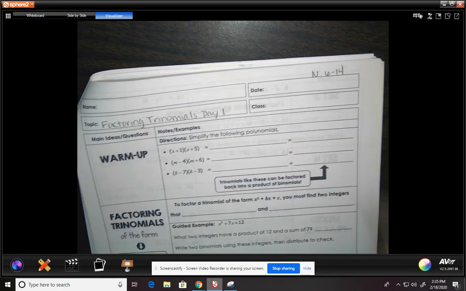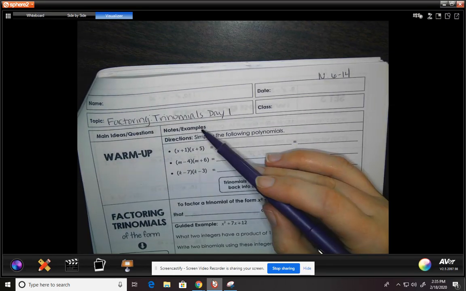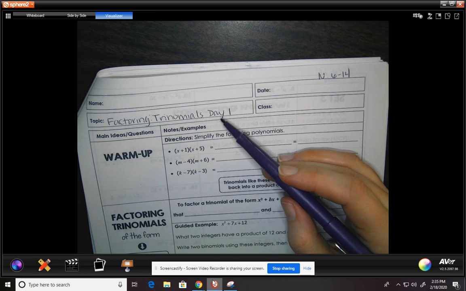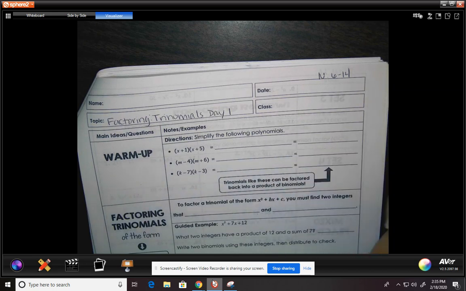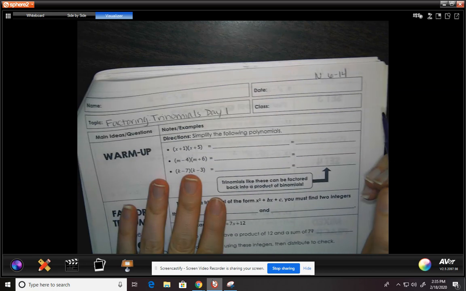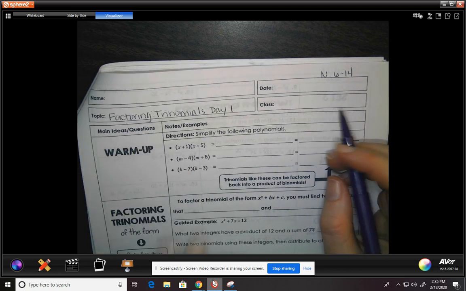All right, we are now on 6.14, which is factoring trinomials, and this is just day 1 of it. We're going to spend 2 days on this. Again, we're going to warm up first, so we're going to practice our double distribution skills.